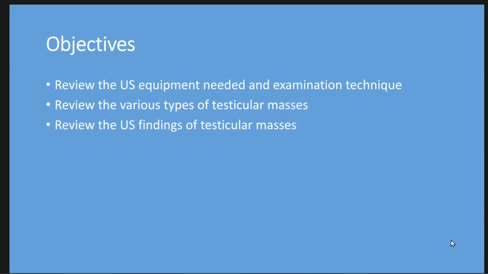My objectives are to review the ultrasound equipment needed and examination technique, and to review the various types of testicular masses and ultrasound findings of these testicular masses with examples.